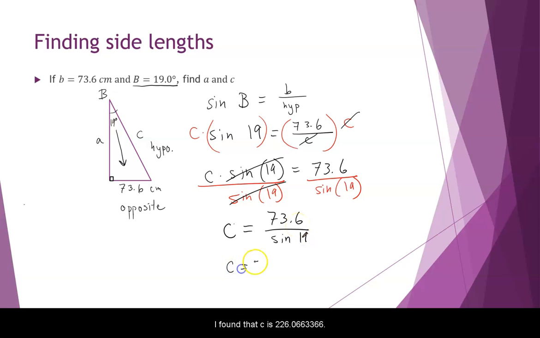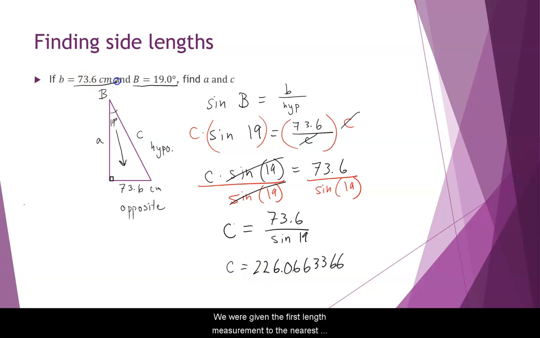I found that c is 226.0663366. We were given the first length measurement to the nearest tenth of a centimeter. That's what I'm going to round this answer to. I'm going to say that c is approximately 226.1 centimeters. To find side length a, I could do something similar.